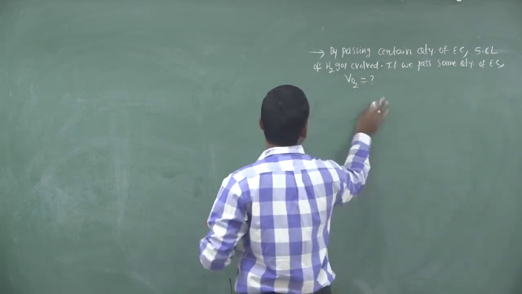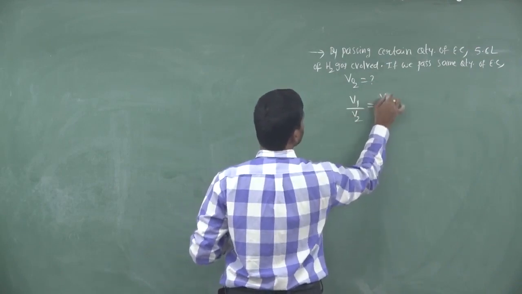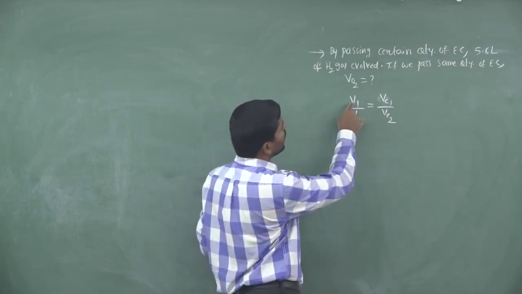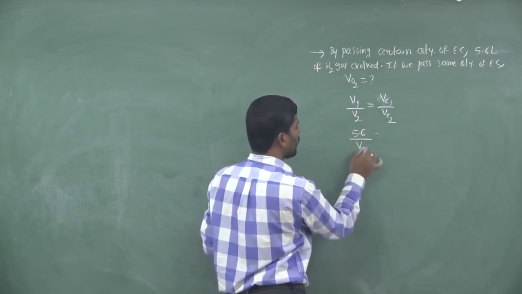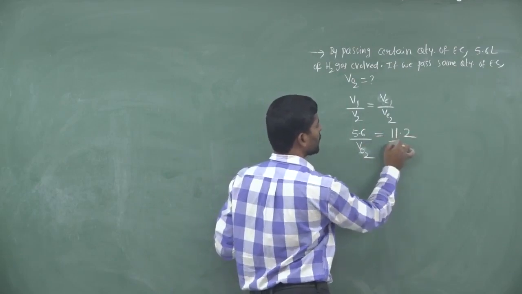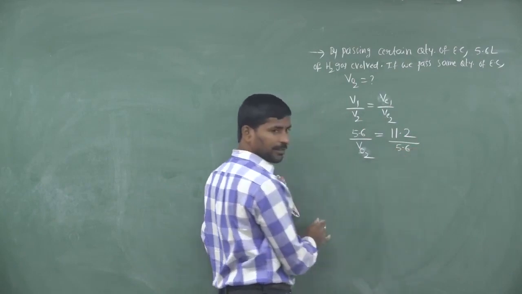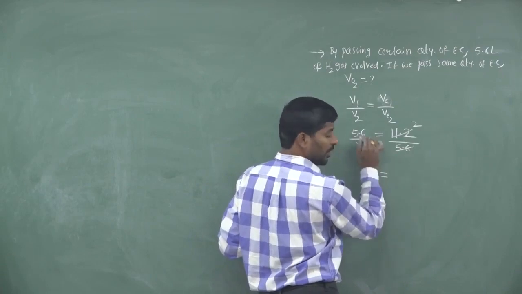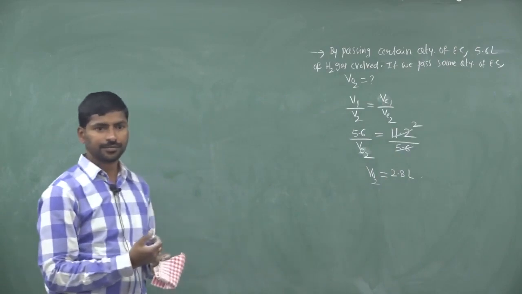So V1 by V2 is equal to VE1 by VE2. The volume of hydrogen gas evolved is 5.6. V2 we want to calculate, the volume of O2 gas evolved. What is the equivalent volume of hydrogen gas? 11.2. What is the equivalent volume of O2 gas? 5.6. That means the 2 gets cancelled. So the volume of O2 gas evolved is 5.6 by 2, that is 2.8 liters.